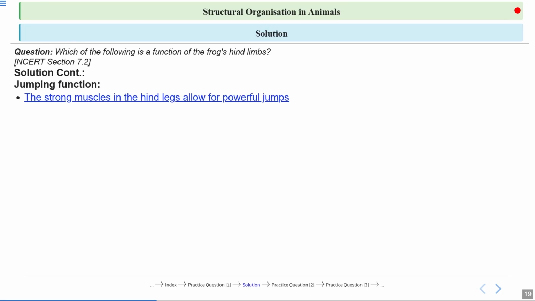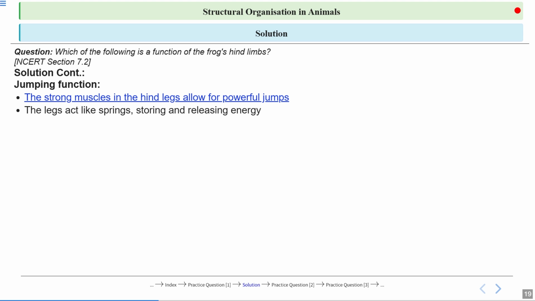Jumping function. The strong muscles in the hind leg allow for powerful jumps. As we all know, their hind limbs are very powerful, so it helps in jumping also. And they like to jump. They do jumping, right? To escape from their enemies or to capture their prey.